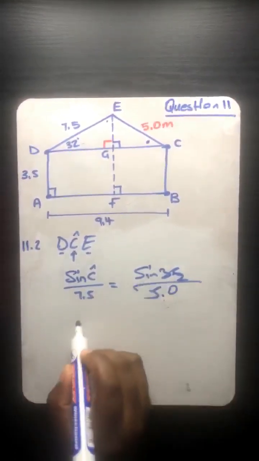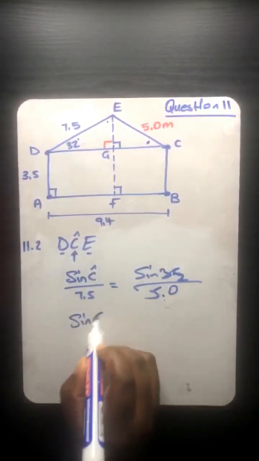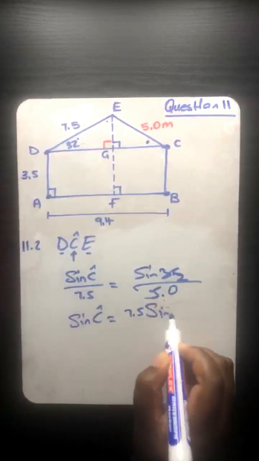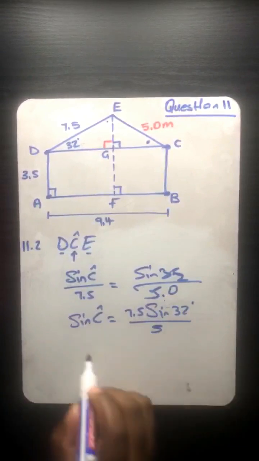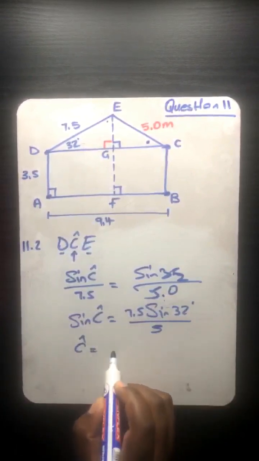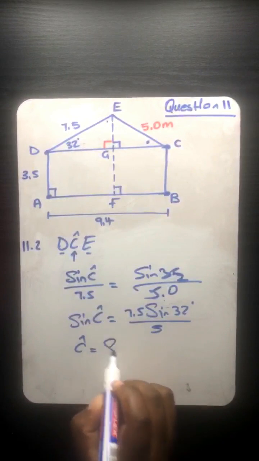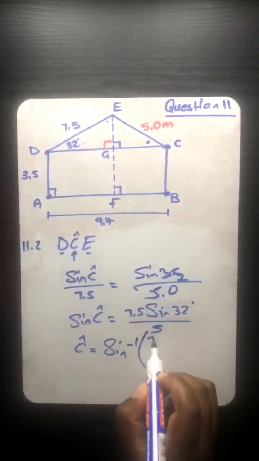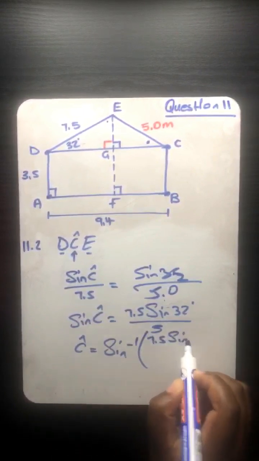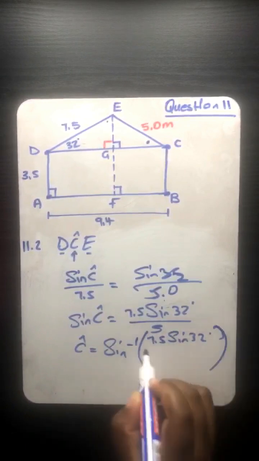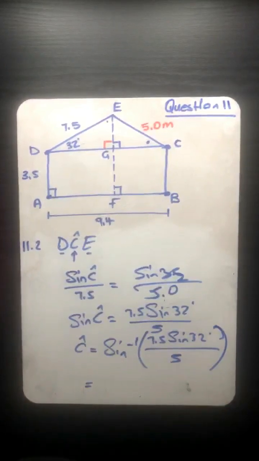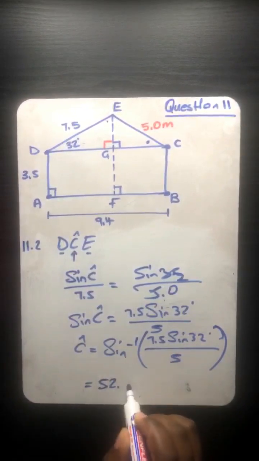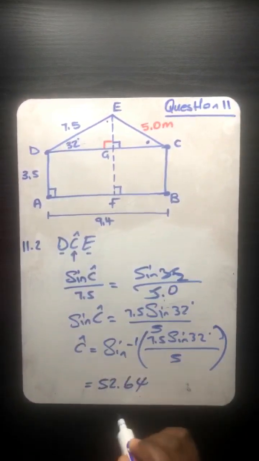Okay, then you cross multiply. So that means sine of that angle is equal to 7.5 sine 32 degrees divided by 5. So that means that angle is going to be the inverse sine of that same thing divided by 5. So what is that angle there? 52.64.